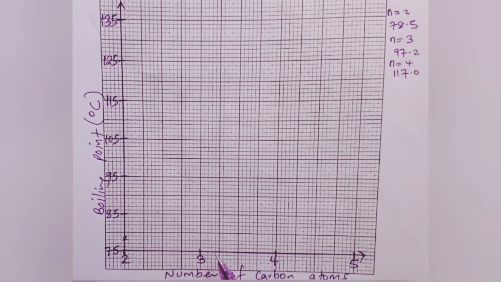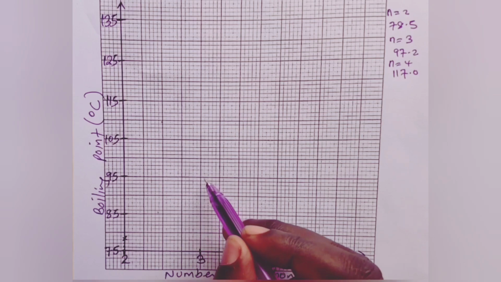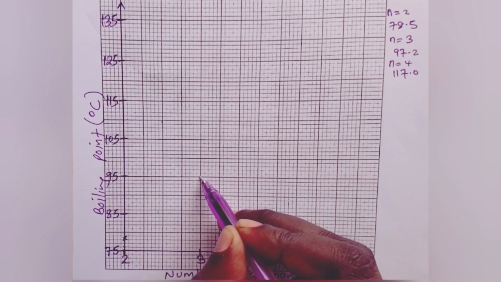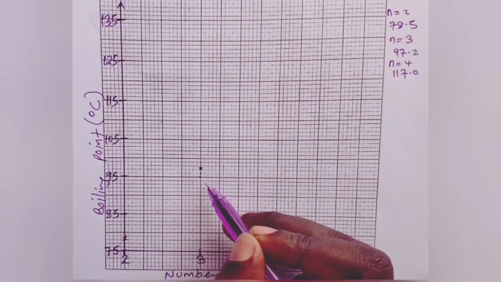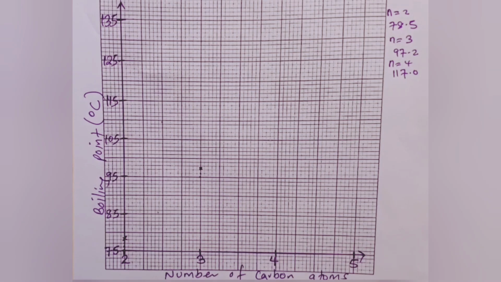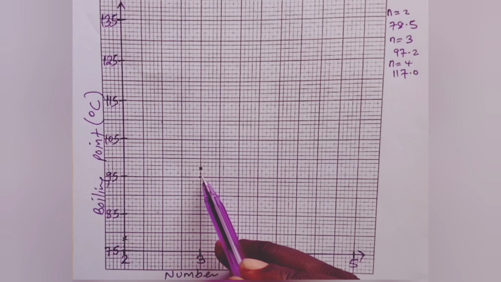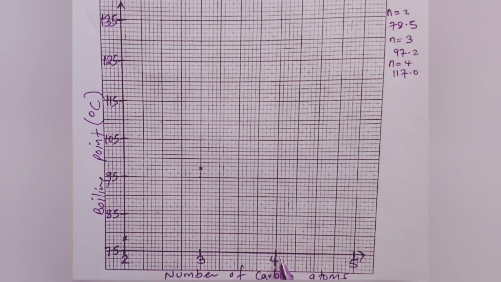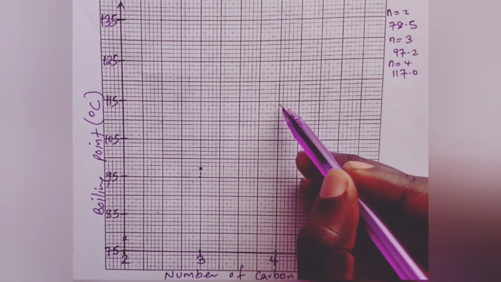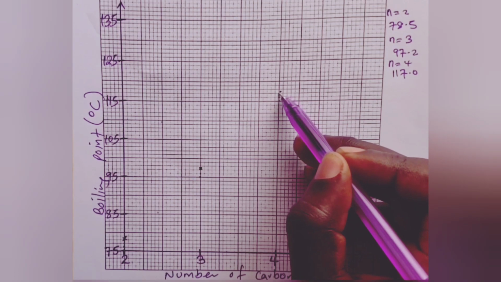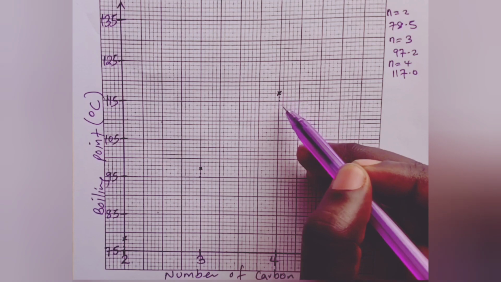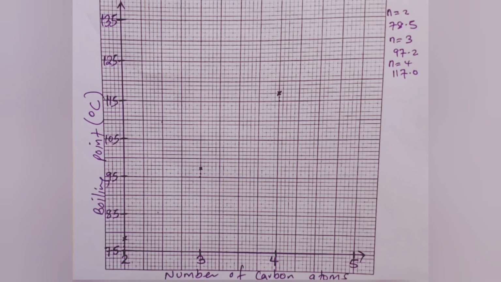When n is 3, I have 97.2. So here is 95, 96, 97.2 is just a very short length after 97. That is where my plot would be. And when n is 4, I'm told I have 117. So this is 115, 116, and 117 would be 2 small squares after 115.